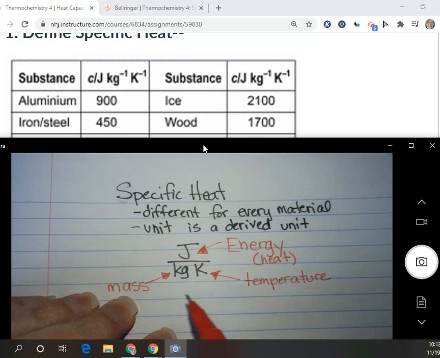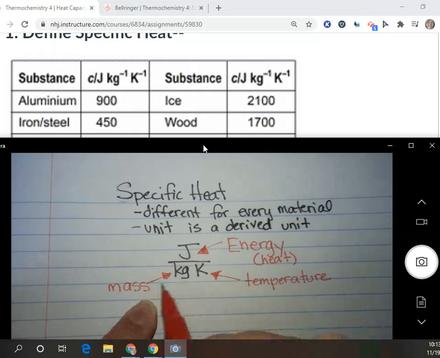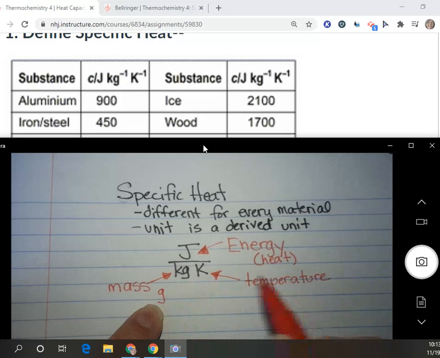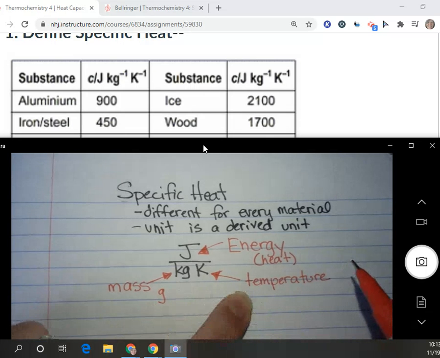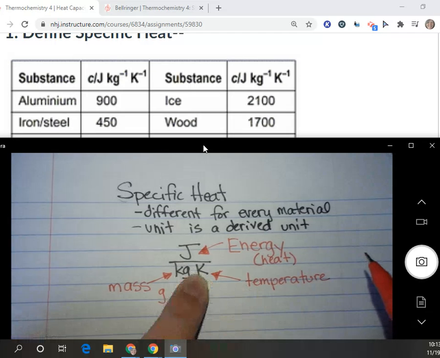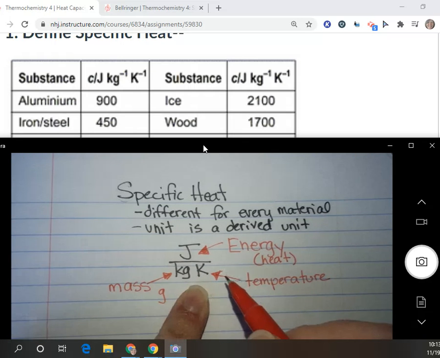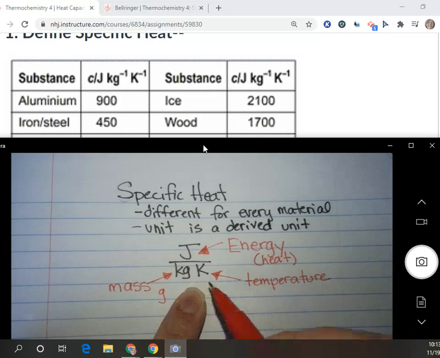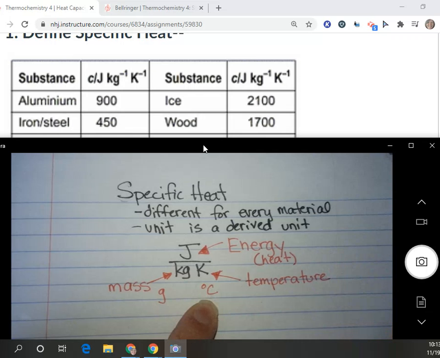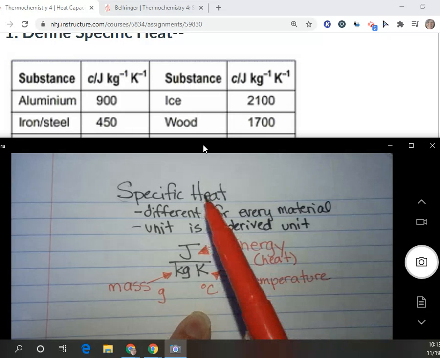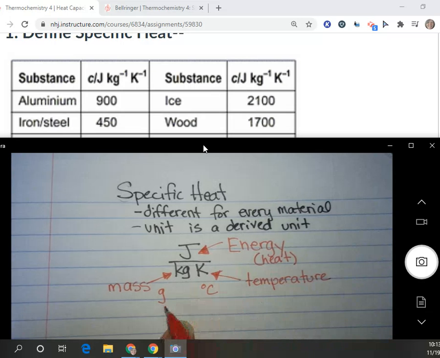So we know that sometimes for mass we might use grams. The standard unit is kilograms, but sometimes we'll use grams. In science classes, what is the other thing we sometimes use for temperature? A lot of times, probably more times than not, you have used degrees Celsius, right? So sometimes you will see specific heat tables that give you joules per gram degree Celsius. And a lot of times, like in this one, you have the standard units with the kilograms and the Kelvin.